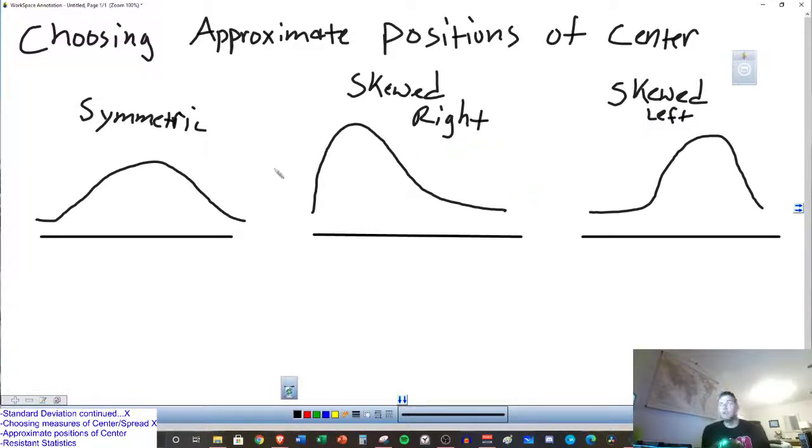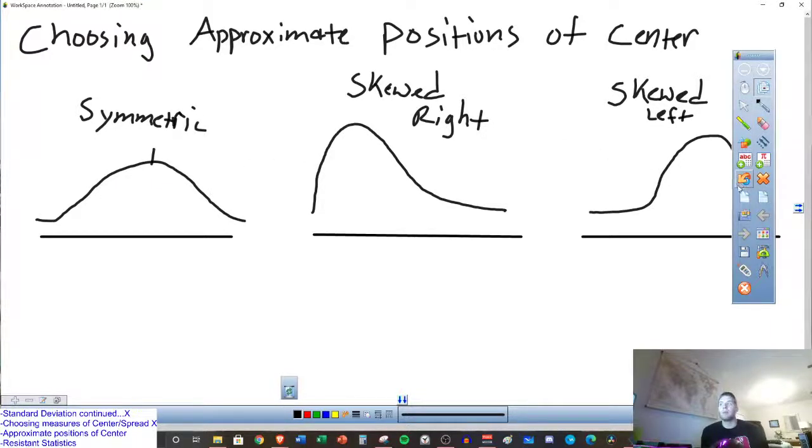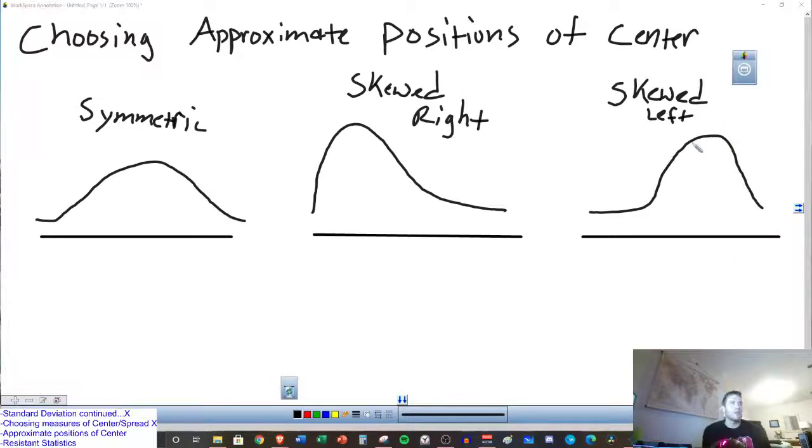So we need to put little tick marks where we think the mean and the median are going to be. So will that be here? Will that be here? Where will the mean and the median be approximately based on just the shape of the distribution? That's what we want to know.